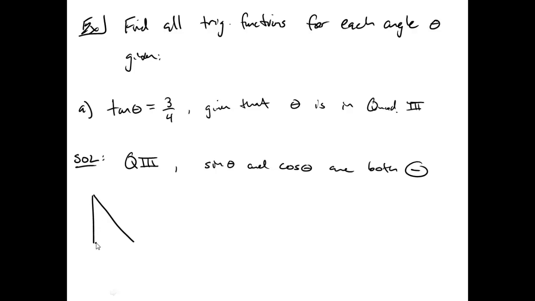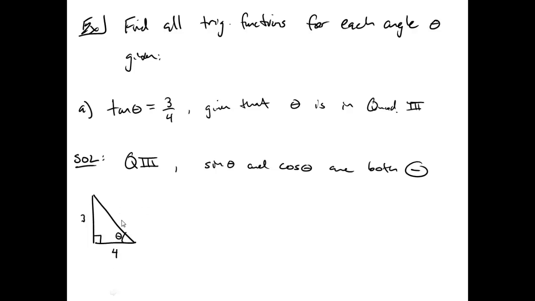So if I draw a right triangle here, and here's my angle theta. Alright, we know that tangent theta is equal to 3 over 4. We can write that in here. Tangent theta, remember, is opposite over adjacent. So the side opposite theta I would call 3, and the side adjacent theta I call 4.